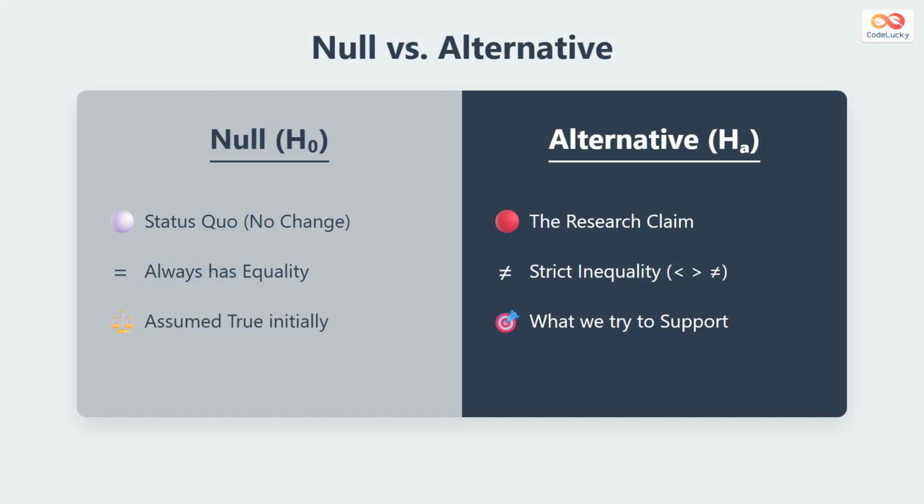Let's compare the two side by side. The null hypothesis is the status quo, the boring assumption that nothing is happening, and it always includes equality. The alternative hypothesis is the exciting part. It is the research claim, it uses strict inequalities, and it is the specific statement we gather evidence to support.